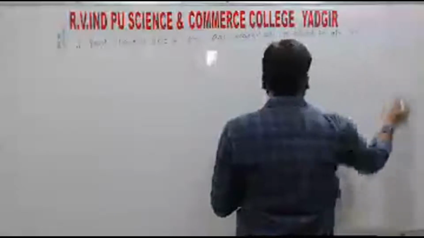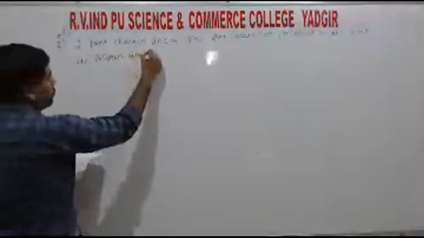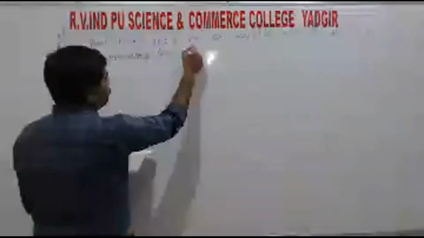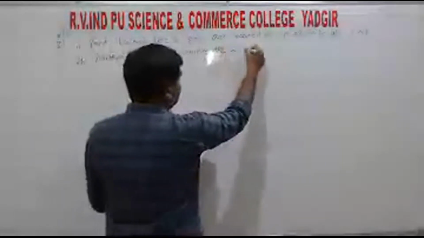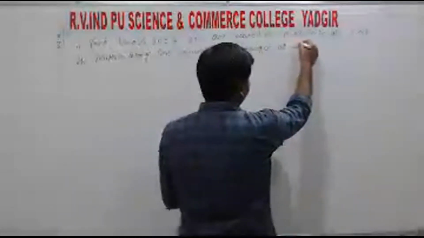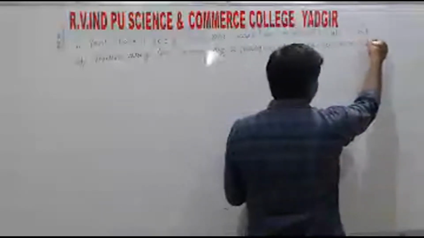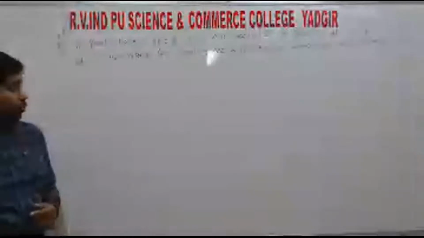Find the position along the line joining the two charges at which the resultant intensity is 0. So this is the second type, a very important type, right?